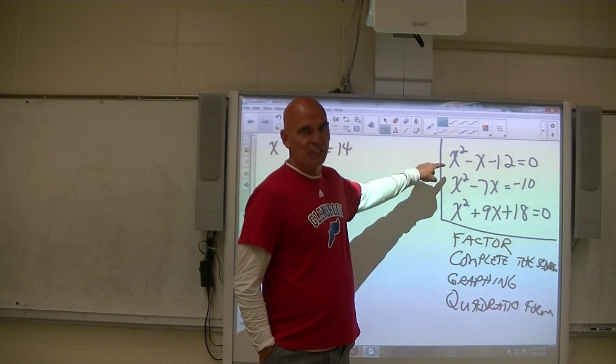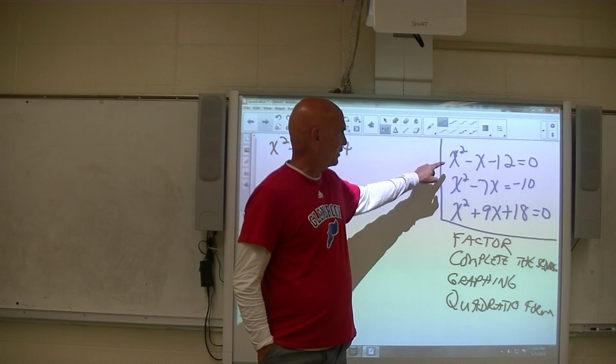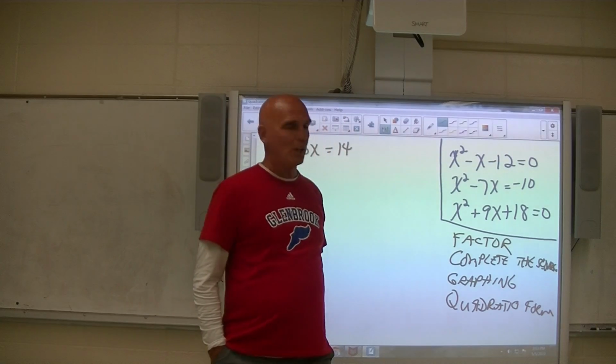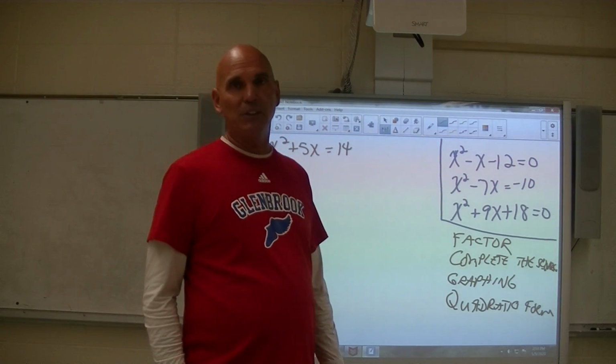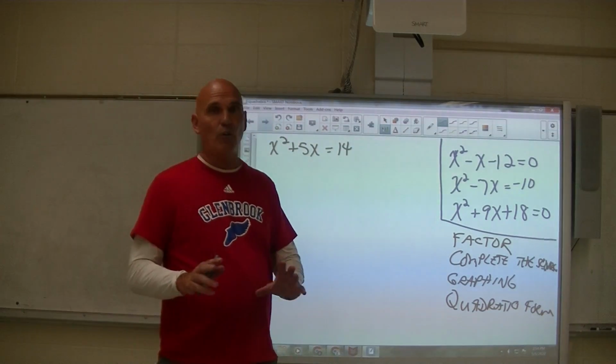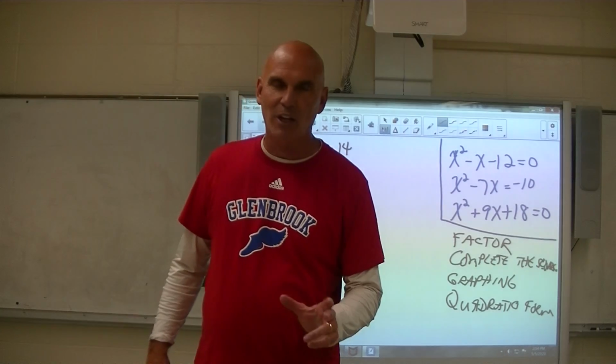3 problems, just in case you can't read. I don't know if a video ever comes out where you can't read these. X squared minus x minus 12 equals 0. X squared minus 7x equals negative 10. And x squared plus 9x plus 18 equals 0. All right? We'll solve all 3 of those by all 4 methods. By all 4 methods, you should get the same answer every time.